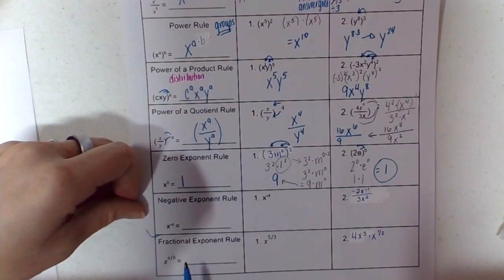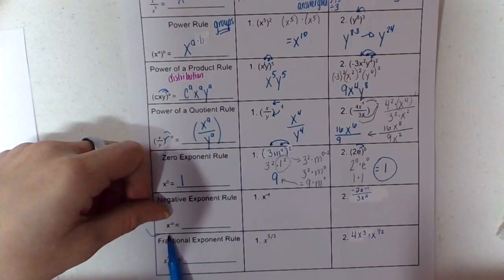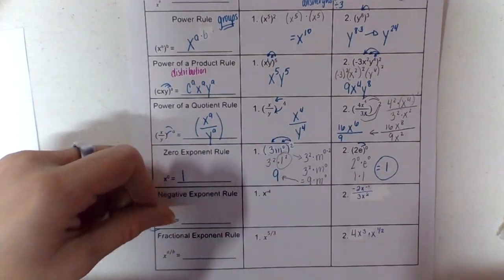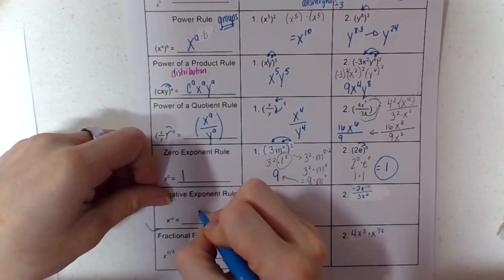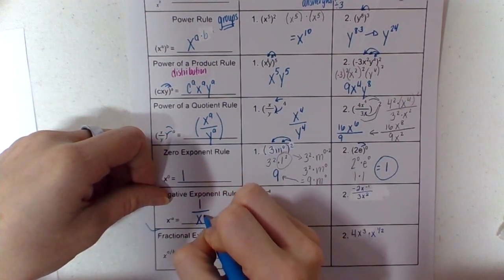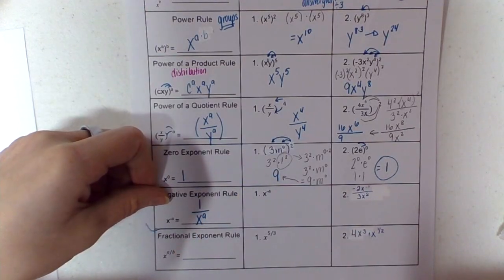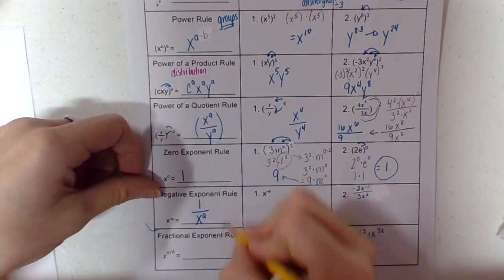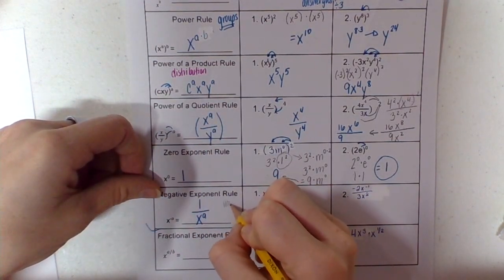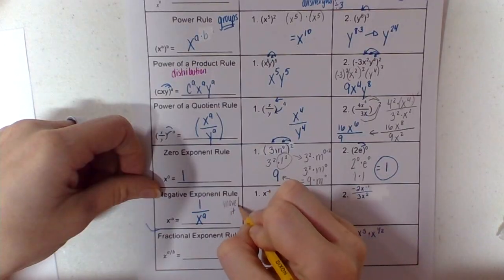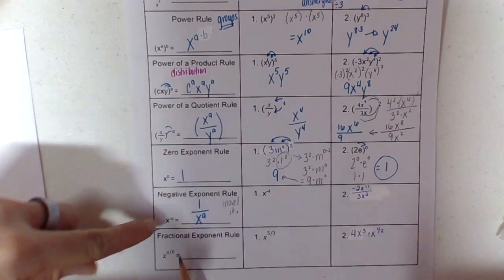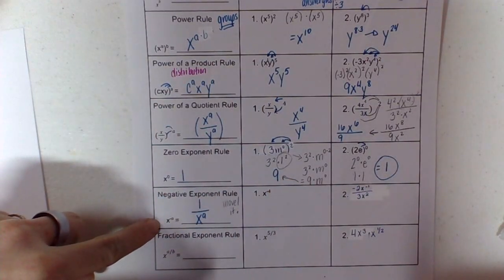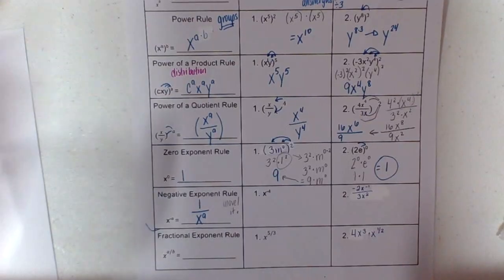We're at the last two. Negative exponents. If you have a negative exponent, to get rid of that negative exponent, you are going to move it to the opposite side of a fraction. So if it's on the top, you move it to the bottom. If it's on the bottom, you move it to the top.